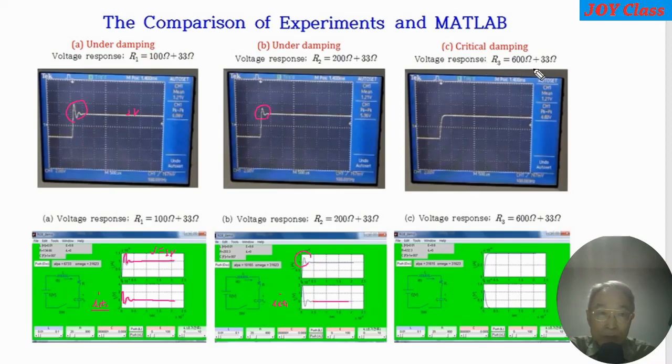Last, critical damping: there is no overshooting, just like this, and the current also has no oscillations, just like an RC series circuit.